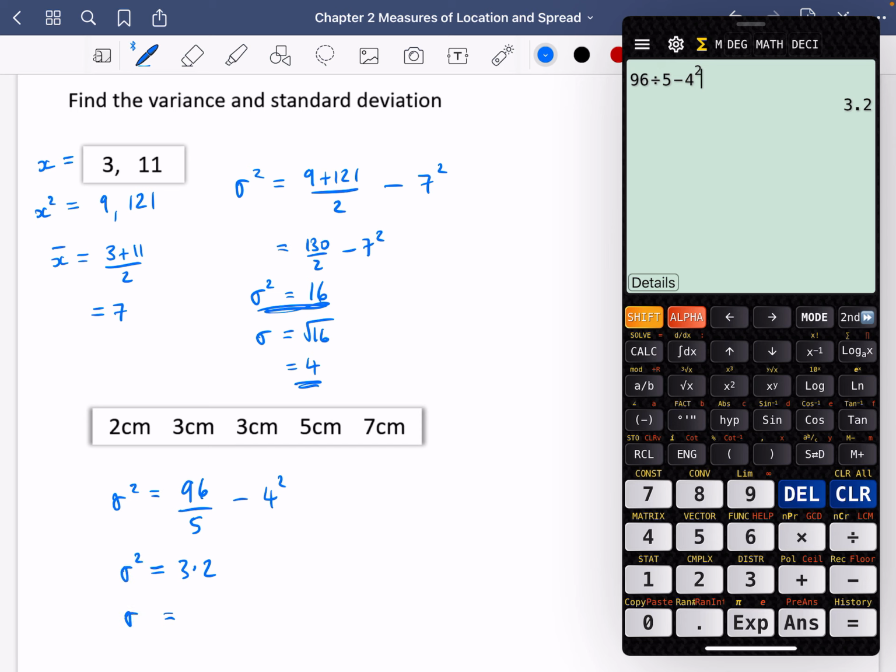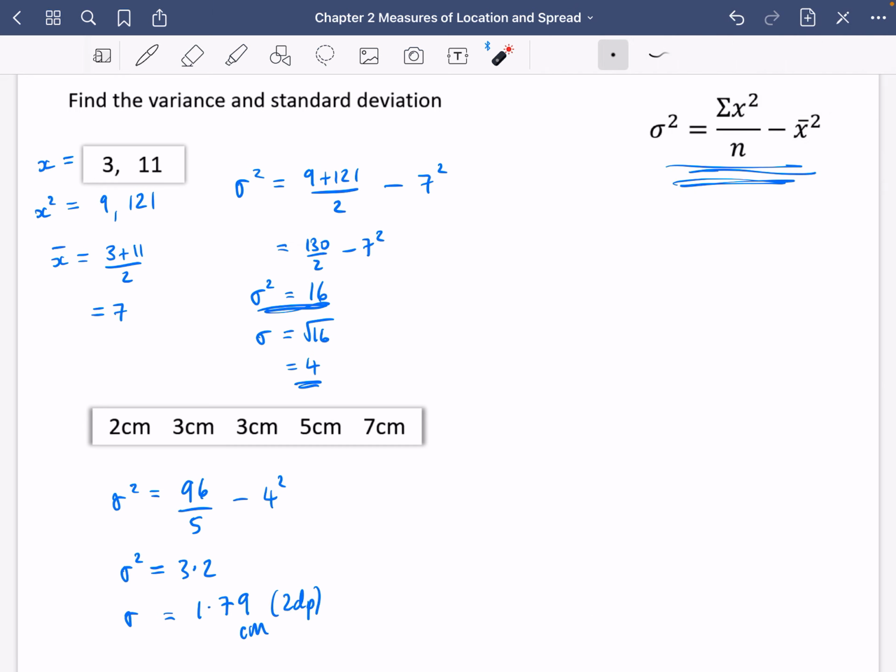And then I can do the square root of that 3.2, which is 1.79, and that's to 2 decimal places. Now the units for the sigma is going to be centimeters. Okay, for standard deviation, it is saying that on average, they are 1.79 centimeters away from the mean. Okay, that's roughly what we're trying to say in this version that we've got here.